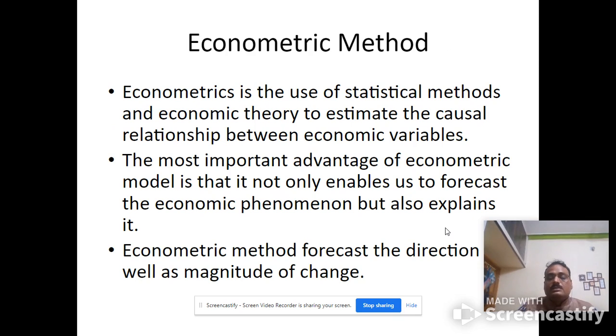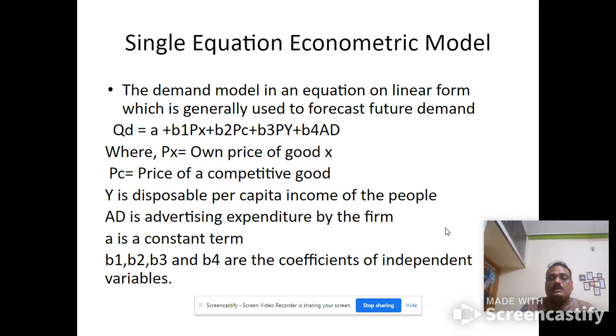Coming to the econometric method, there are different econometric methods which are used to predict the future demand. There are certain advantages in the econometric method because they do forecasting and also they explain the phenomenon to us. In the econometric method, we also know the direction as well as the magnitude of the change. There may be different types of econometric models. We can use a linear model, we can use a non-linear model, we can also use other types of models. But we will be taking a very simple example of a single equation econometric model here.